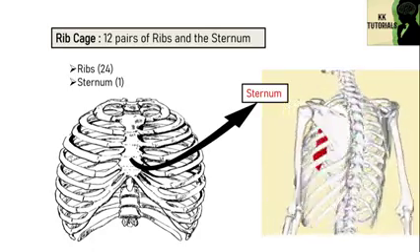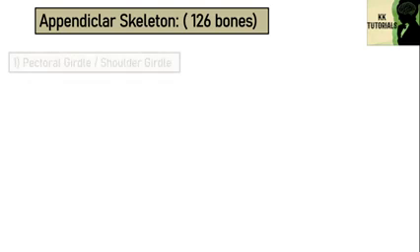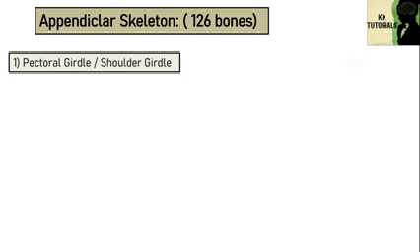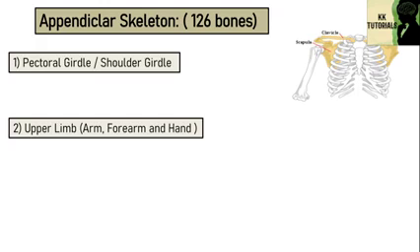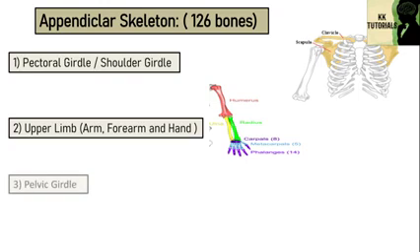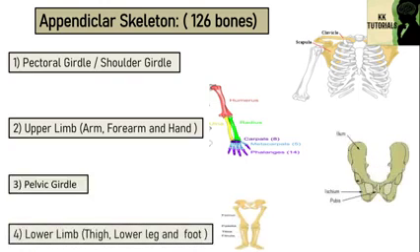Moving towards the other part of the human skeleton, that is the appendicular skeleton. As discussed earlier, it is composed of 4 parts: the shoulder girdle, which is also called the pectoral girdle; the upper limb consisting of upper arm, forearm, and hand; then the pelvic girdle; and the fourth is the lower limb consisting of thigh, lower leg, and foot. Let's see a detailed view and information about each of these 4 parts.